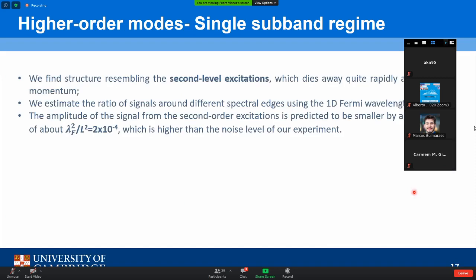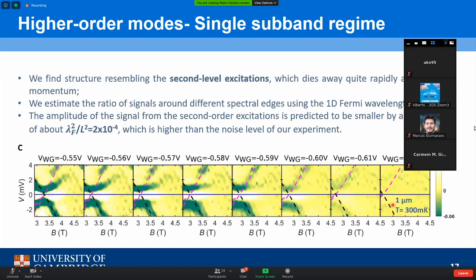So we found structure resembling both first and second level excitations. We know the 1D density, so from there we can estimate, according to the hierarchy of modes picture, what the spectral weight should be. This is something of the order of 10 to the minus 4, which is above the noise level of our experiment. So far, everything is consistent.